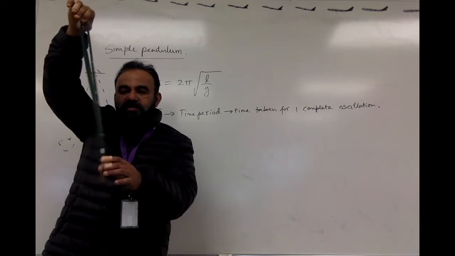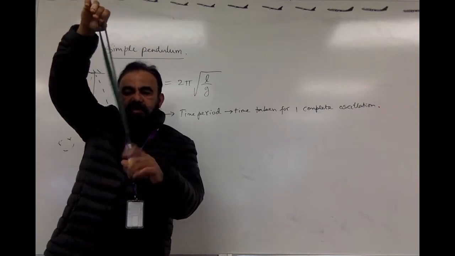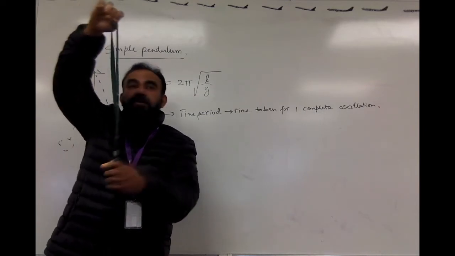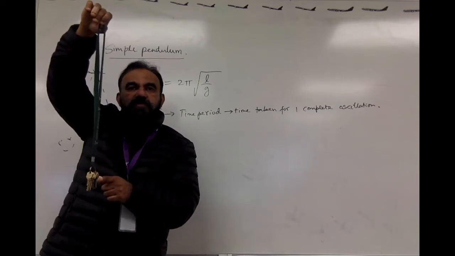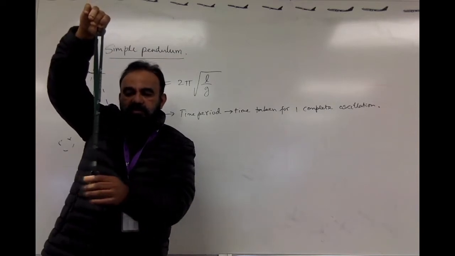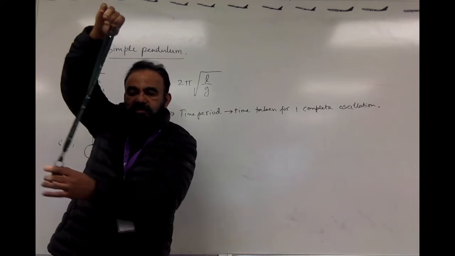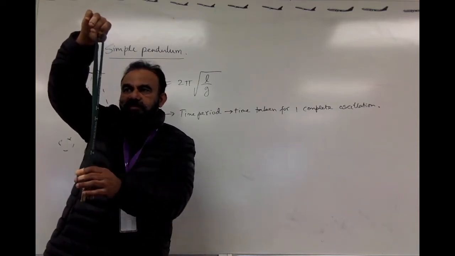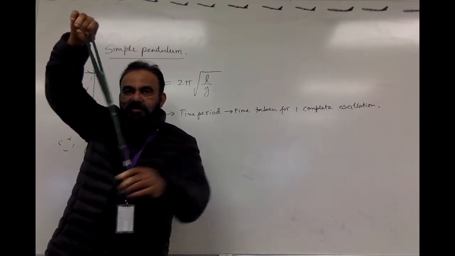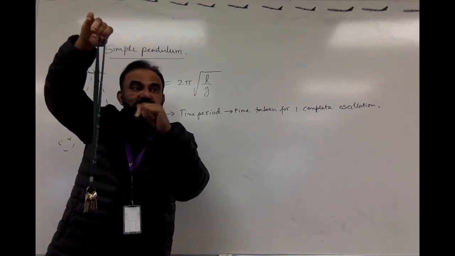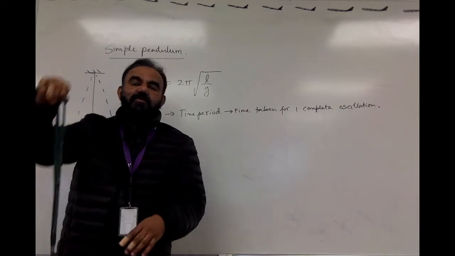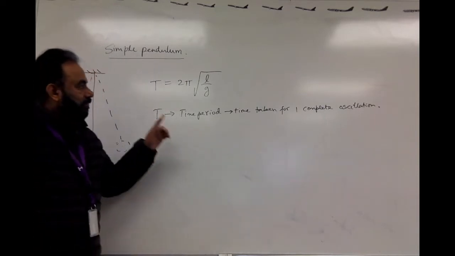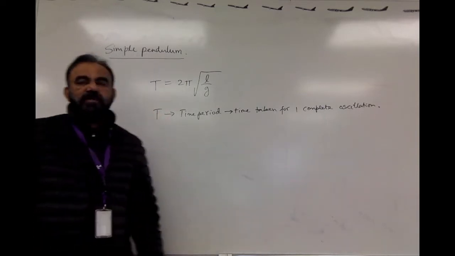And when I say once, start from here and end here. That's once. Or better still, start from the middle, go like this, that completes one. Start from here, return back to the same spot where it started. That is called one oscillation. So time period is the time taken for one complete oscillation.